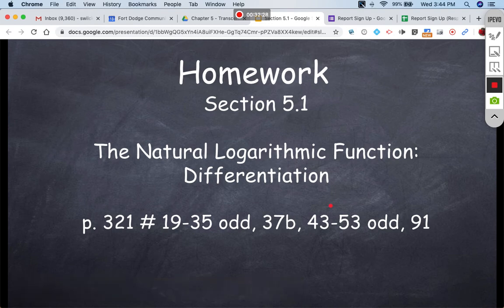So here are some homework problems to do on the natural log function.